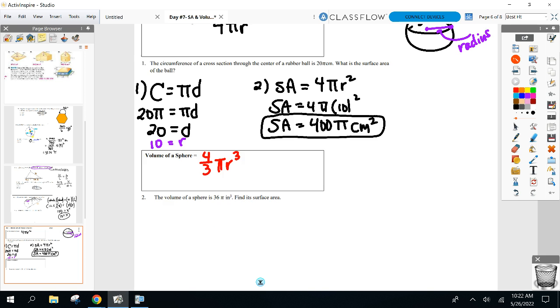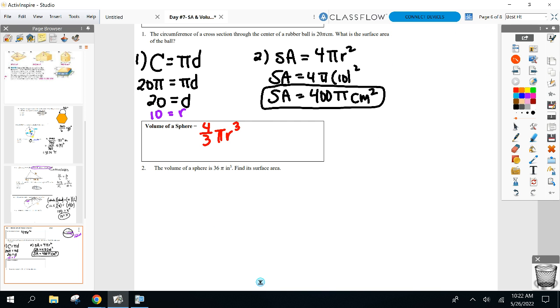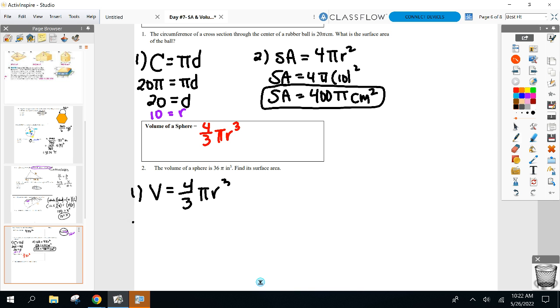All right, here we go. I'll give you the volume of the sphere. What's the surface area? Again, what's the only value I need? Radius. Okay, so can we get that from the volume? Volume, 4/3 pi r cubed. The volume's 36 pi. Plug it in for the volume.